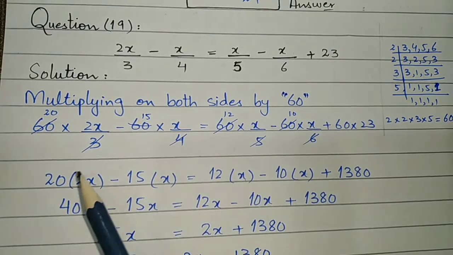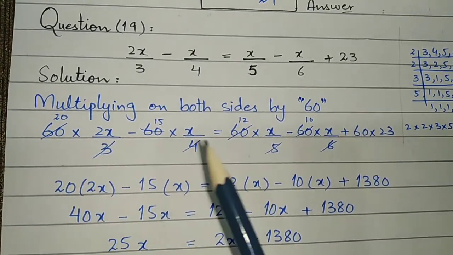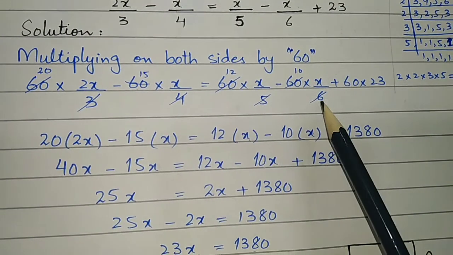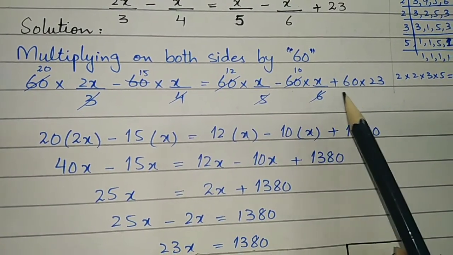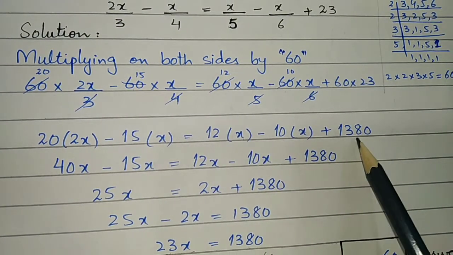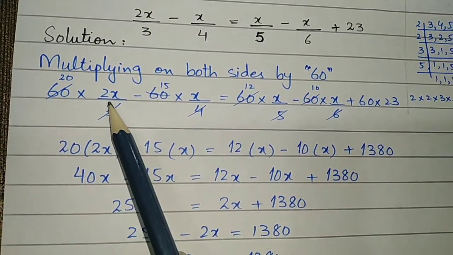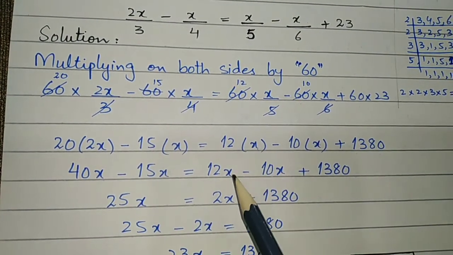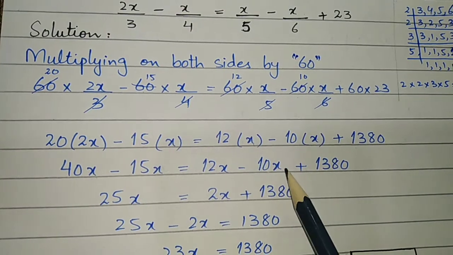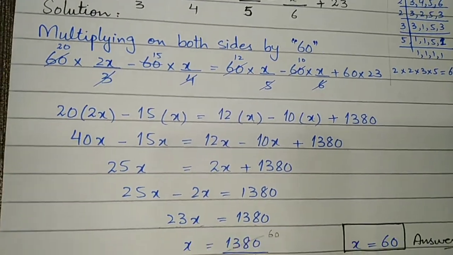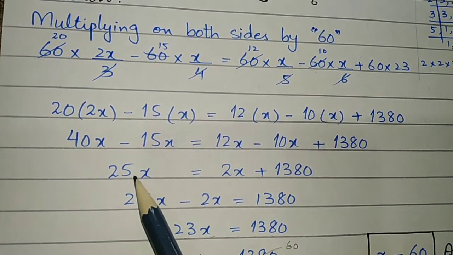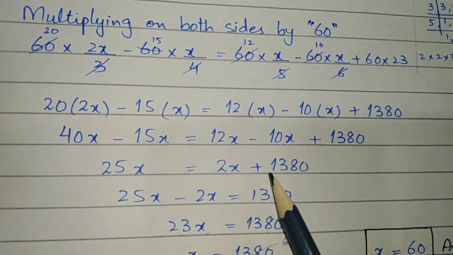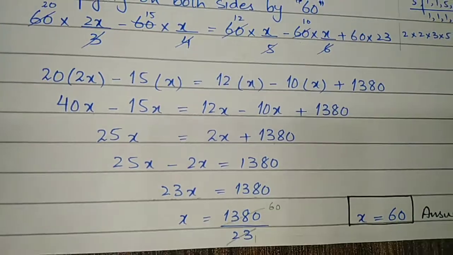Now we have to do the possible cutting, that is 3 ones are 3, 3 20s are 60, 4 ones are 4, 4 15s are 60, 5 ones are 5, 5 12s are 60, 6 ones are 6, 6 10s are 60, and 60 times 23, that is 1380. So 20 times 2x, that is 40x, minus 15 times x, that is 15x, equals 12 times x, that is 12x, minus 10 times x, that is 10x, plus 1380. Now 40 minus 15 is 25x, equals 12x minus 10x, which becomes 2x, plus 1380.